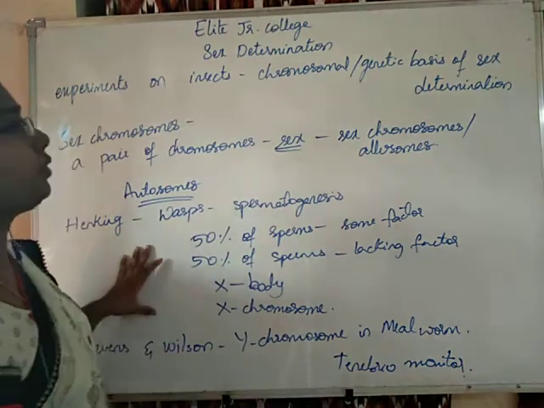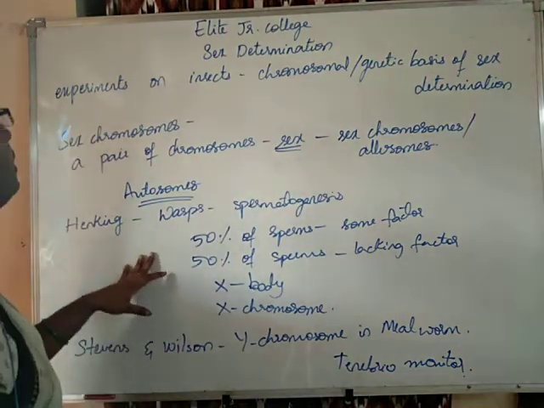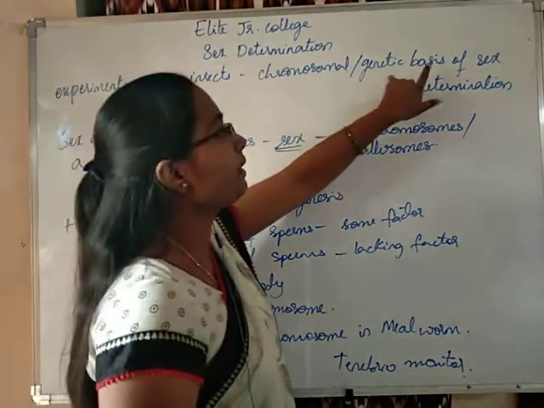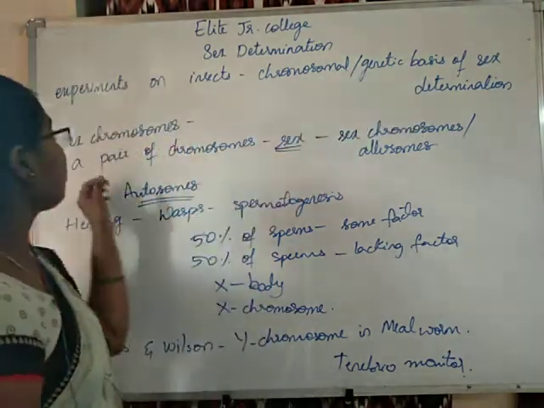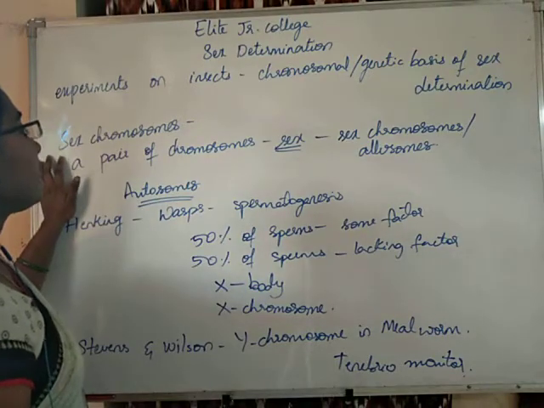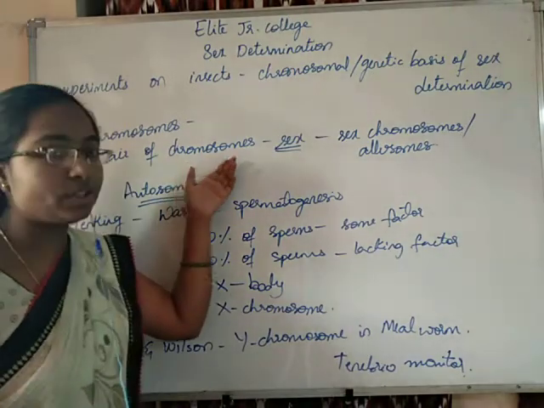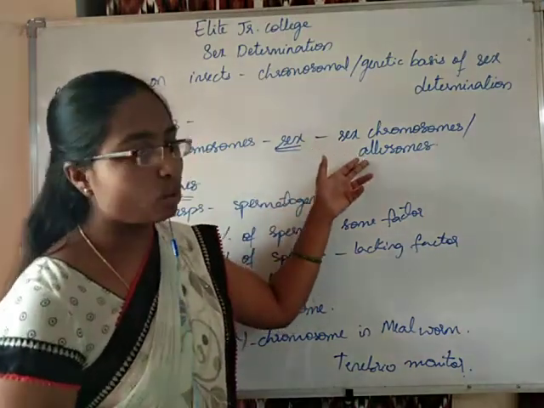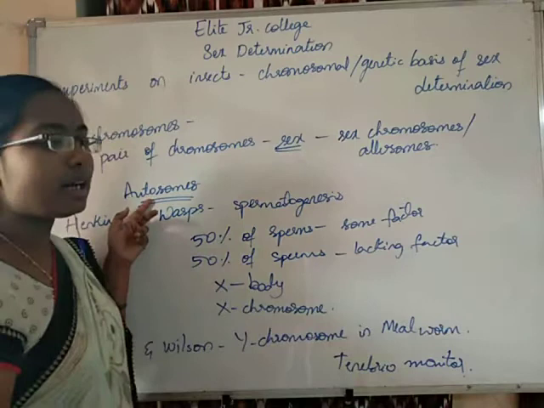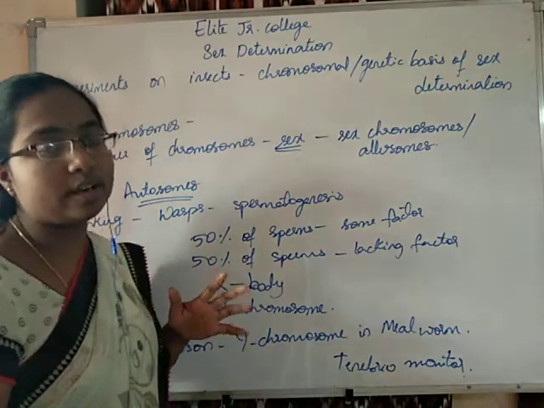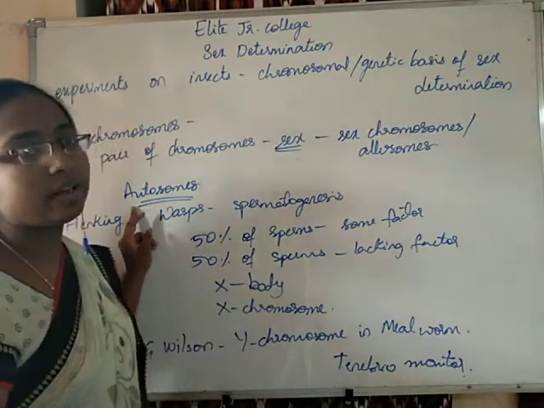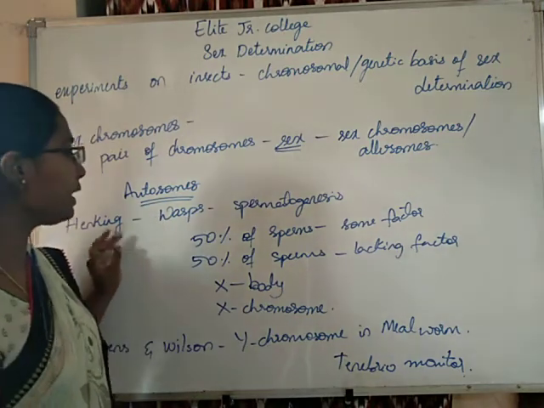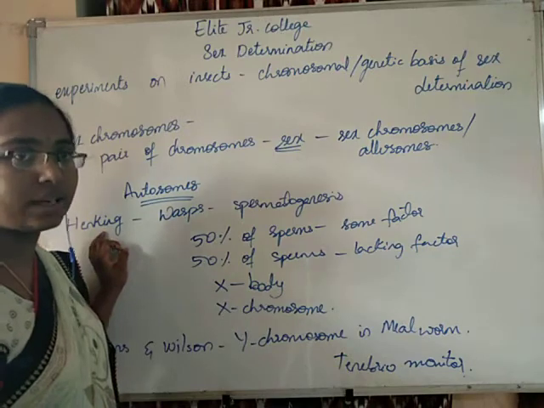Let us revise what we have learnt here. Experiments performed on insects revealed the chromosomal or genetic basis of sex determination. There are sex chromosomes, a pair of chromosomes which determine the sex; these are also called allosomes. The remaining chromosomes in the body are called autosomes. Henking was the first person to observe the sex chromosomes.